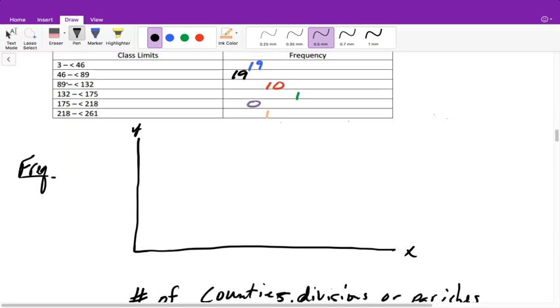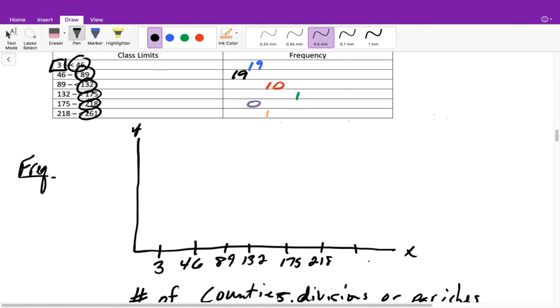So when you do this, you're going to make sure that you label our lowest class limit, so 3, and then you need to make sure you label each one of these. So 1, 2, 3, 4, 5, 6. And then we fill them in. It'll be 46, 89, 132, 175, 218, and 261. So all of those need to be our x. And then we need to make sure we have enough for our frequency. So I'm going to count in 5s, 5, 10, 15, 20. You can count in any way you want for these. Since I knew I had enough to do 4 tick marks, I just counted in 5s.